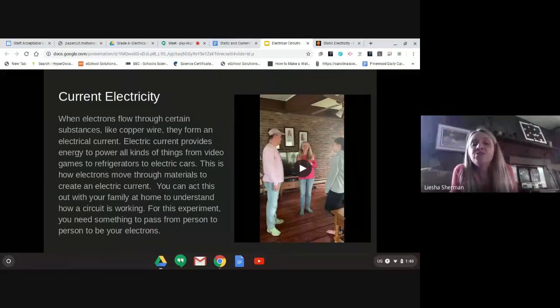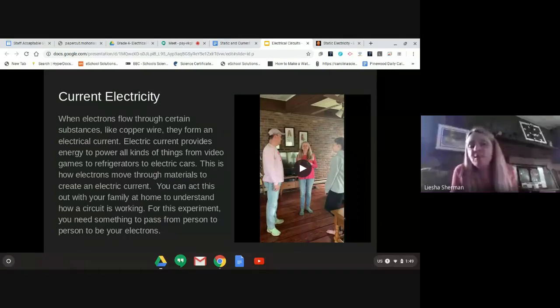This is how electrons move through materials to create electric current. So I'm going to show you my family acting this out. You can act this out with your family at home to understand how a circuit is working. For this experiment, you need something to pass from person to person, and those are your electrons. In the first experiment I'll show you with my family, you can definitely do that at home. I used golf balls to be the electrons, but you could find anything that you can pass around.